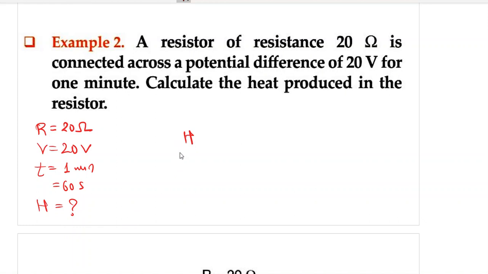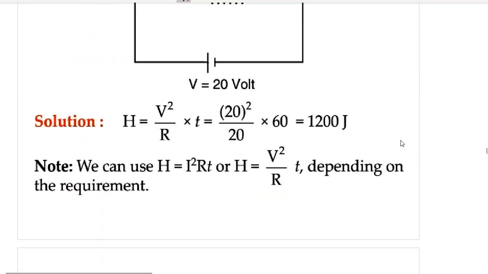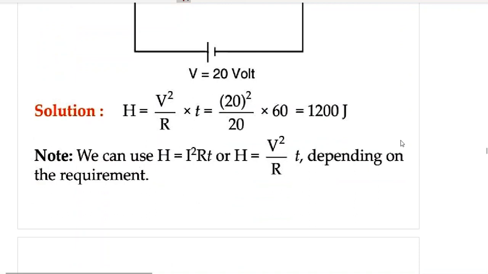So the second formula for heat, you remember it? It is H is equal to V square T by R, or V square by R into T. So 20 square multiplied by 60, that is time, upon 20. 20 square and 20 will cut, so 1200 joules. 1200 joules again. Correct? So we can use H is equal to I square RT or V square T by R depending upon the requirement.